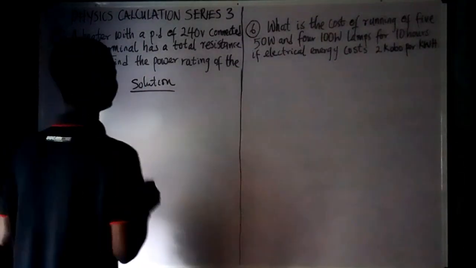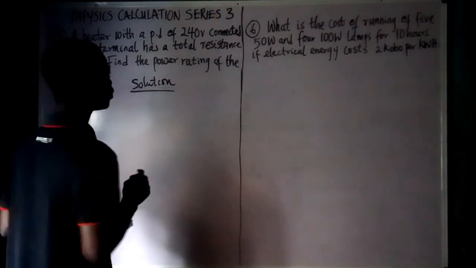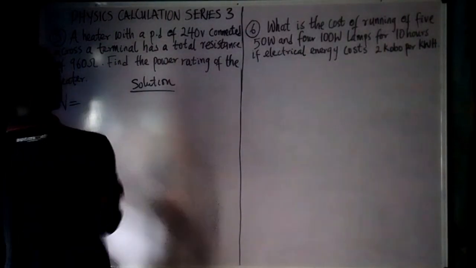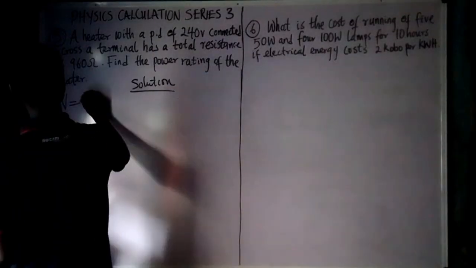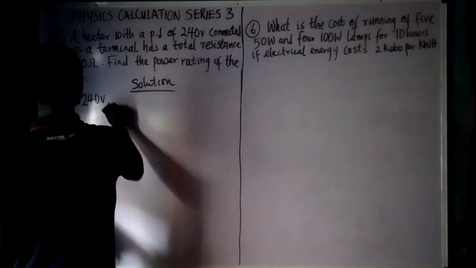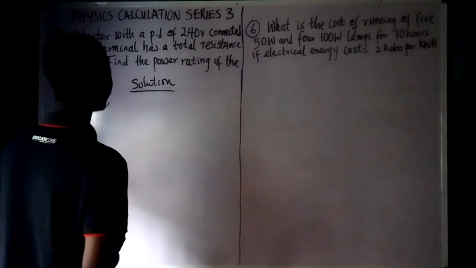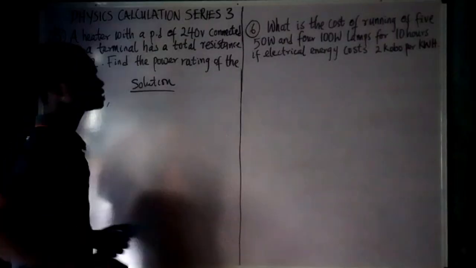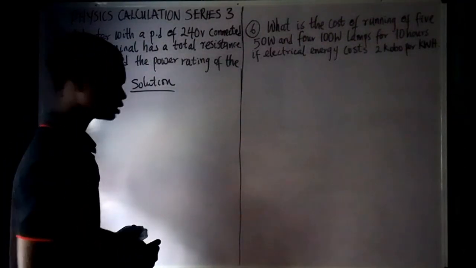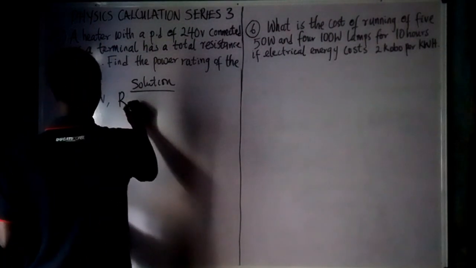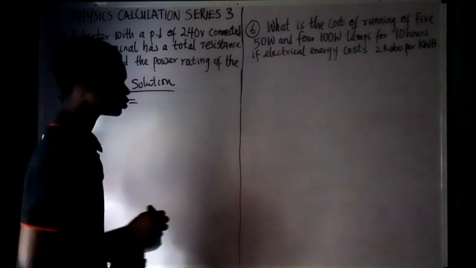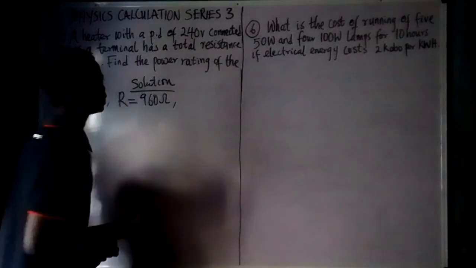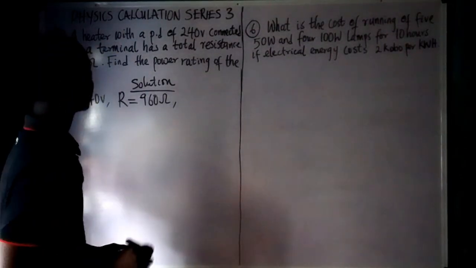Now first thing first, we derive all that was given in this question. It said a heater with a potential difference of 240 volts. So we have potential difference symbolized by V in this question, and the value for it is 240 volts. They also said connected across a terminal has a total resistance of 960 ohms. So we are given resistance in this question, R, and the value for it is 960 ohms.